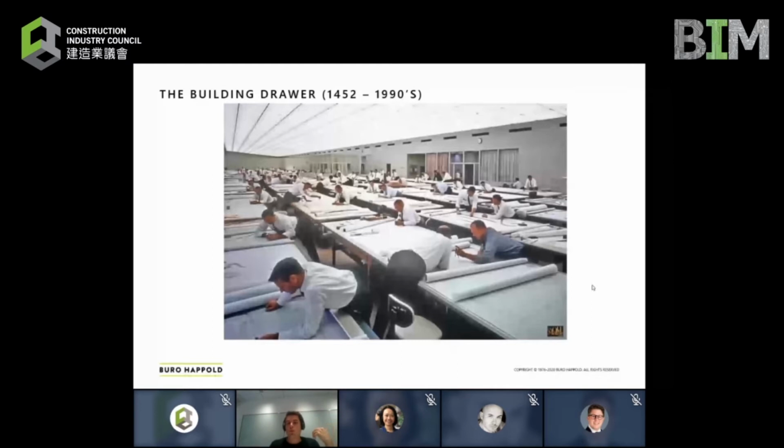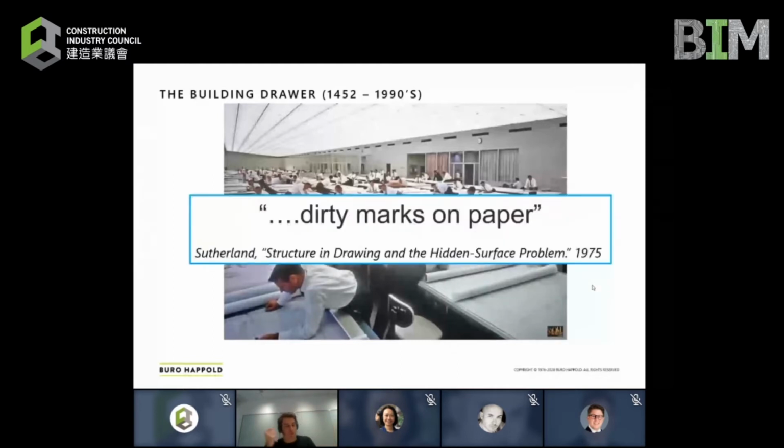That's why this quote from Sutherland is one of my favorites, because it gets down to brass tacks very quickly. Sutherland, saying what is the data when we talk about drawings? Dirty marks on paper. Now, I don't know if this was meant to be disparaging or elitist, but I love it because it gets straight to the point. Don't forget what you're talking about here. You're talking about data, and the medium is dirty marks on paper.